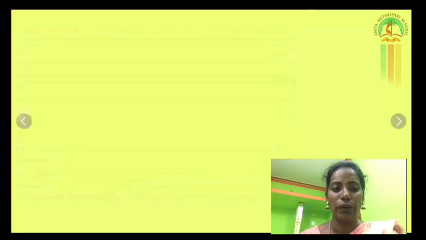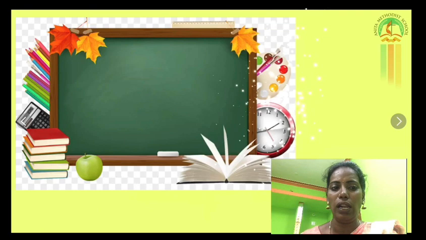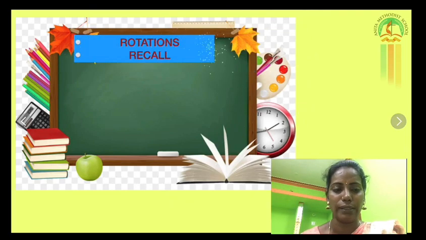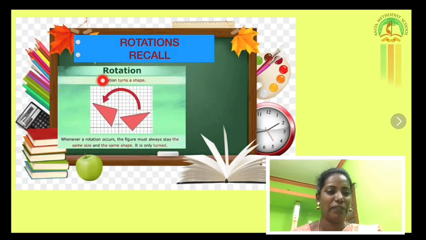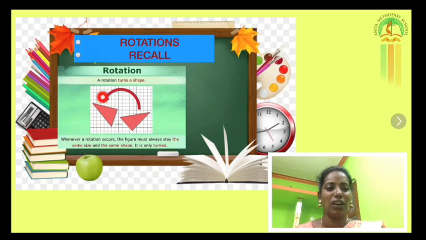Now we are going to recall about rotations. A rotation turns a shape. Whenever a rotation occurs, the figure must always stay the same size and the same shape. It is only turned. Look at the real life rotation.